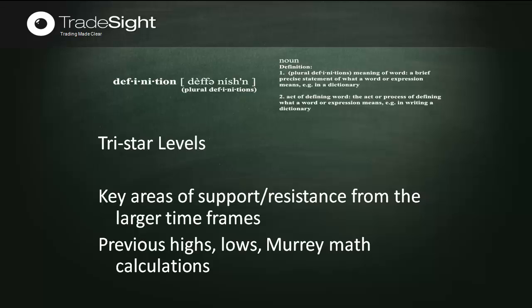Here is where the Tristar levels come into play. These are the levels from the bigger time frame that are brought down and painted onto the short-term time frames to let you know where key support and resistance levels lie from the bigger time frames.